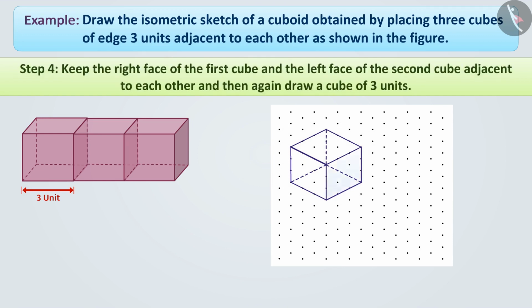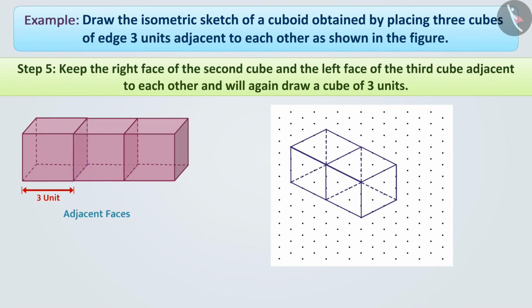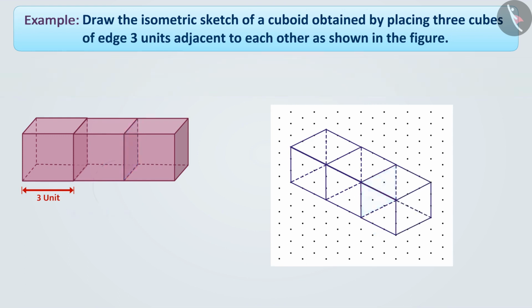Step 4. Now we will keep the right face of the first cube and the left face of the second cube in common, and then we'll again draw a cube of 3 units. Step 5. Similarly, we will keep the right face of the second cube and the left face of the third cube in common, and will again draw a cube of 3 units. In this way, we have created an isometric sketch of a cuboid.